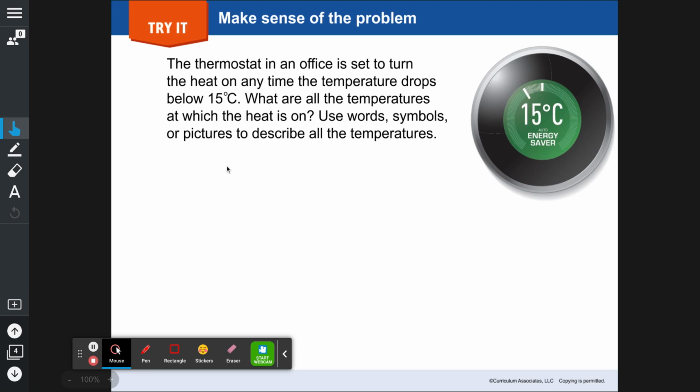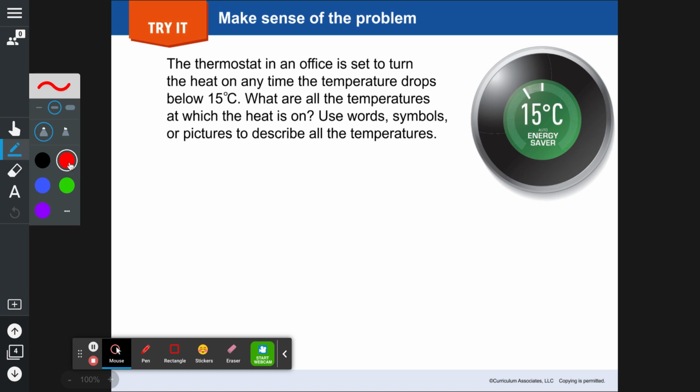I want you right now on page 583, and I want you to jot down a couple of temperatures that could work here. What are some temperatures where the heat will turn on? I'm going to give you just a second, and you can pause this if you need to have more time to write.